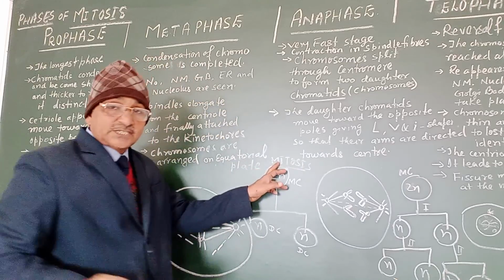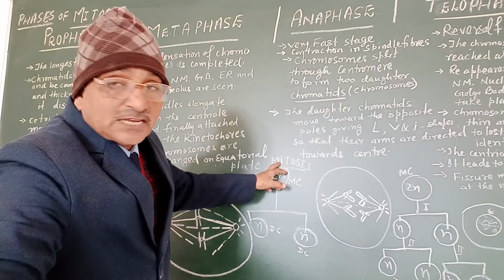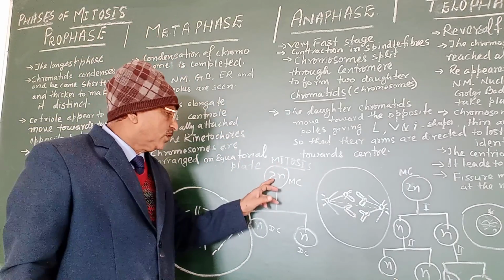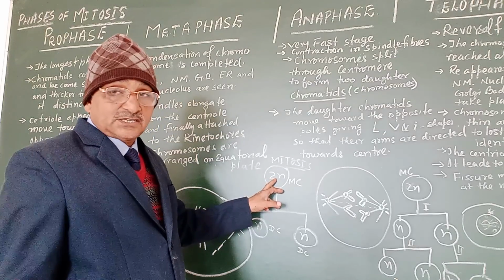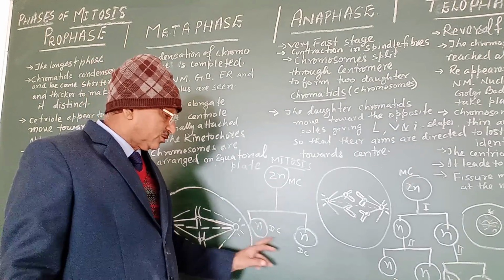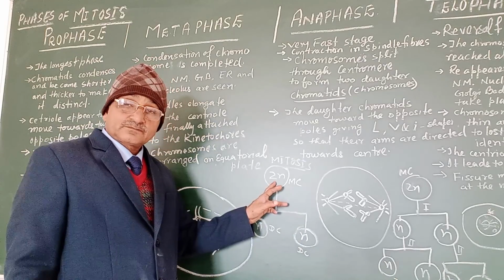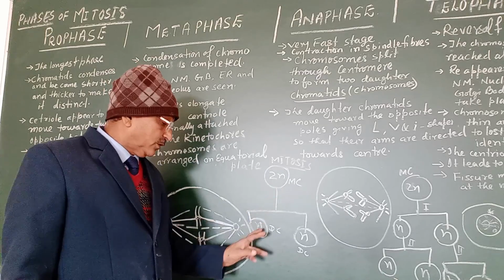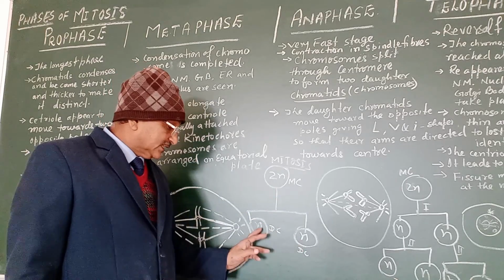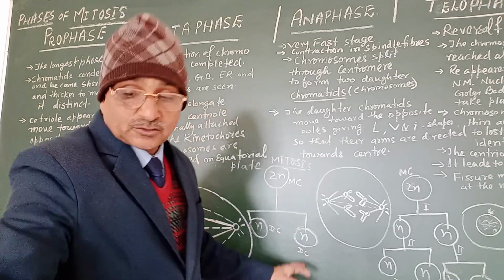It is a type of cell division, write down. It is a type of cell division in which one mother cell, this one is the mother cell, the cell which divides is called the mother cell, and the cells which are formed are called daughter cells. So one mother cell divides once to form two daughter cells having the same number of chromosomes.